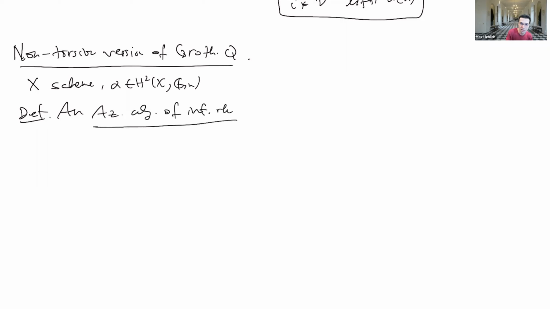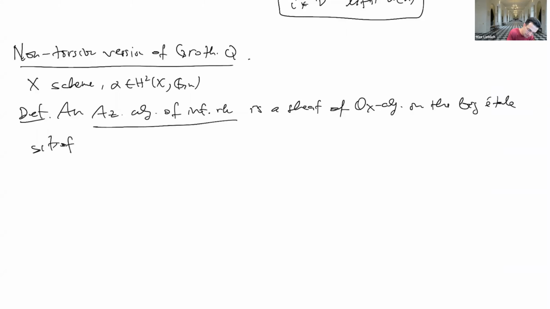is a sheaf, and I'm only going to consider countable rank for technical reasons, a sheaf of O_X-algebras on the big side, say the big étale site of X, that is locally isomorphic to the sheaf of endomorphisms of a direct sum of ℕ copies of O.